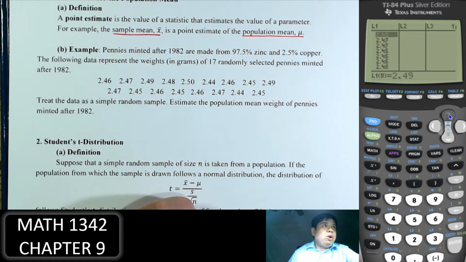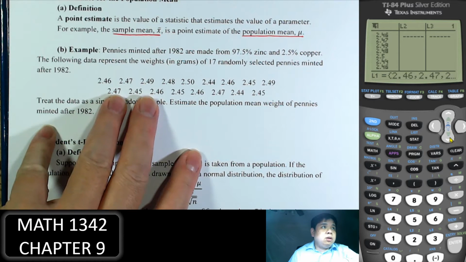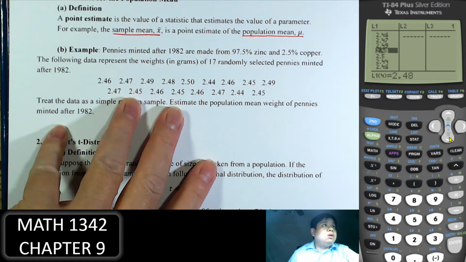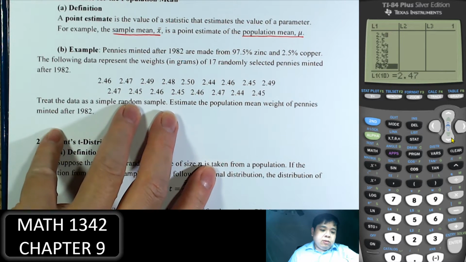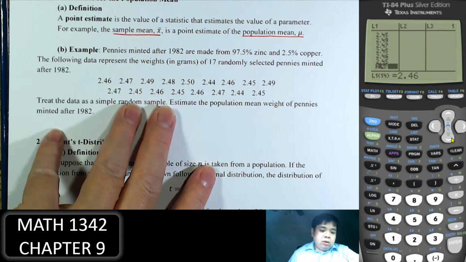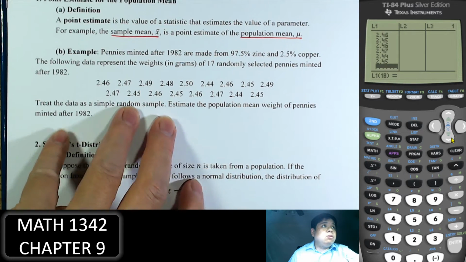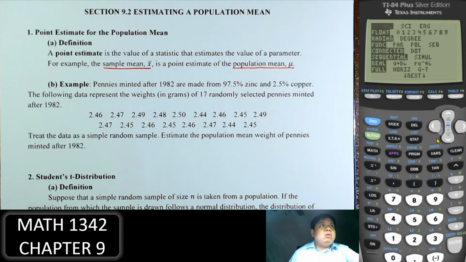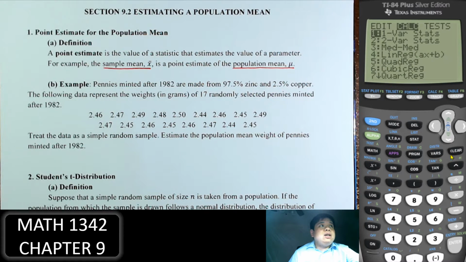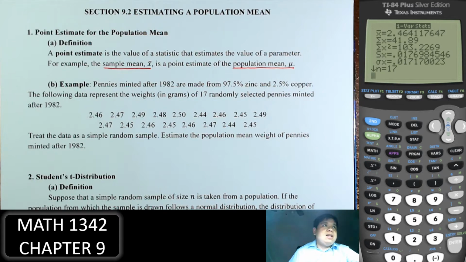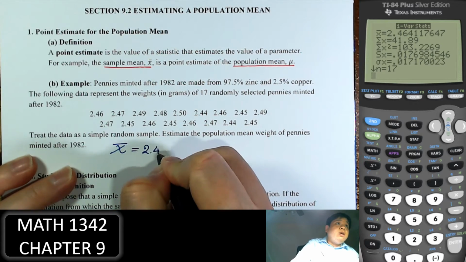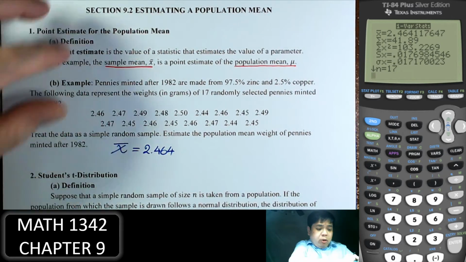Let me check quickly. Right, and when we're done, second mode back to the home screen. Then stat, calculate, one variable statistics, list one, calculate. That's it. So the sample mean is 2.464. Simple as that.